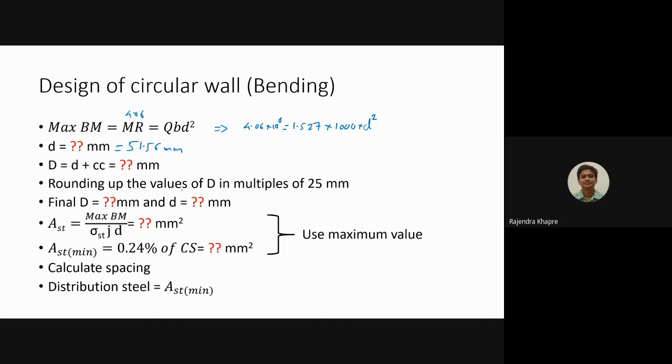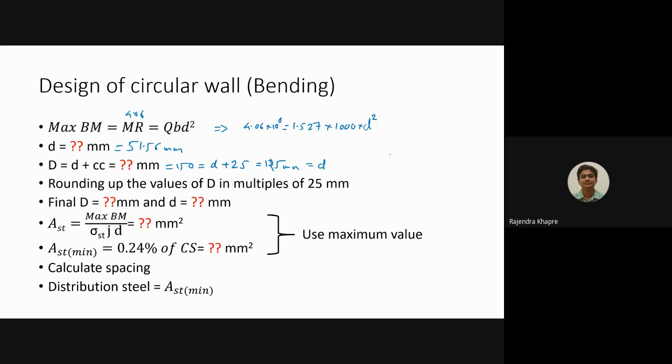Now our capital D is 150 mm. So D plus clear cover. Let us keep the clear cover as, say, 25 mm. If you go for this, the effective depth will be something like 125 mm. Is it okay? So total depth, capital D, is 150.